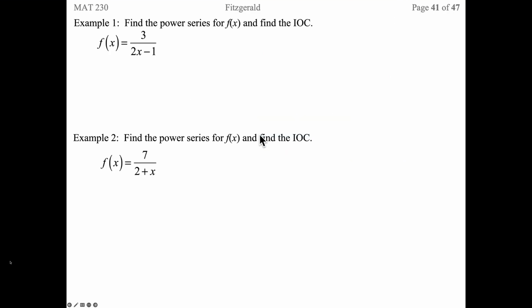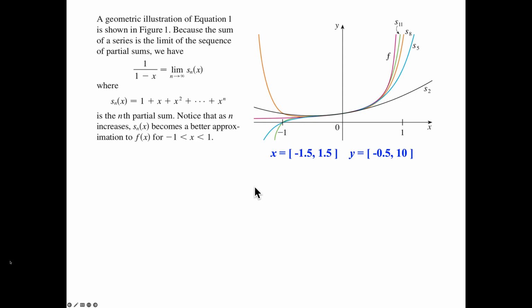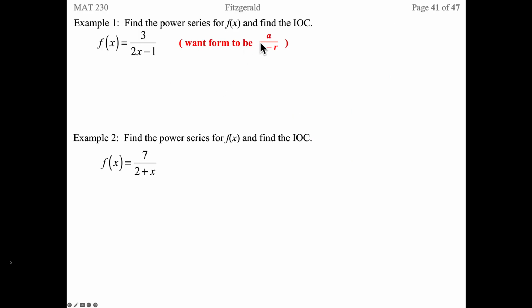All right, example 1. Find the power series of f of x and find the interval of convergence. Let me back up the boat here real quick. You want to make it look like a, or if you will, a sub 1 over 1 minus r. That's what we want this to look like. Well, I need the 1 to be in front and minus the r. So the best way to do that is to factor a -1 out of the bottom, and we can then move that negative up to the top by the 3.